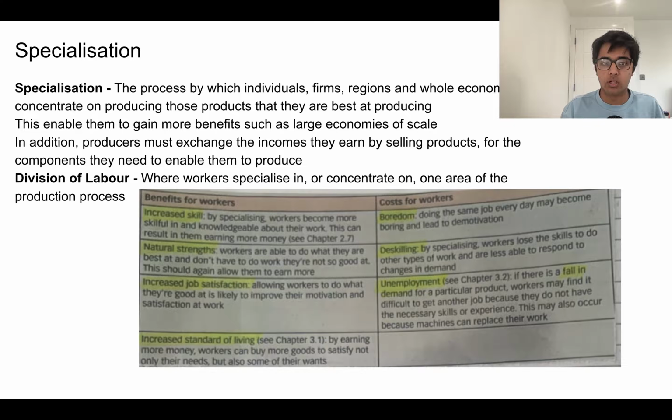Other benefits for workers are they can work in their natural strengths, they have increased job satisfaction because they do what they're good at, and they can increase their standard of living by buying more goods and services. Some costs are de-skilling as they lose their ability to do other jobs, and if the markets change and demand for the good they produce falls, then they won't be able to find another job, seen in unemployment.